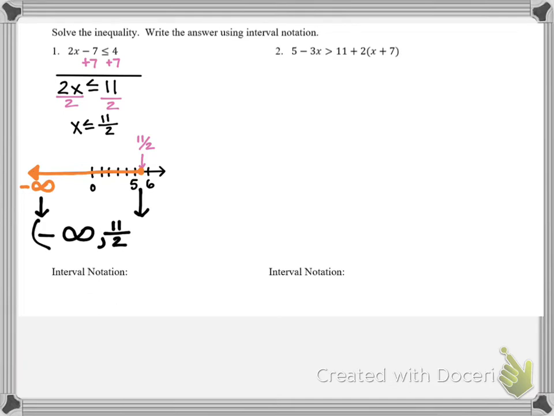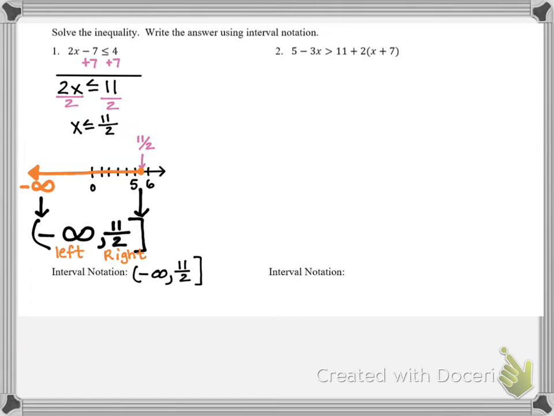Now, the infinity symbol always gets a parenthesis, but since I'm including 11 halves in my solution set because it was less than or equal to, the 11 halves gets a bracket in the interval notation. So remember, when you're writing your interval notation, the left side of your shaded area comes first, and then the right side of your shaded area comes second. And then I have my interval notation: negative infinity, comma, 11 halves with a bracket. Let's look at example 2.